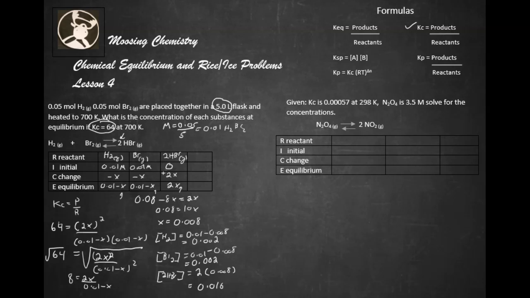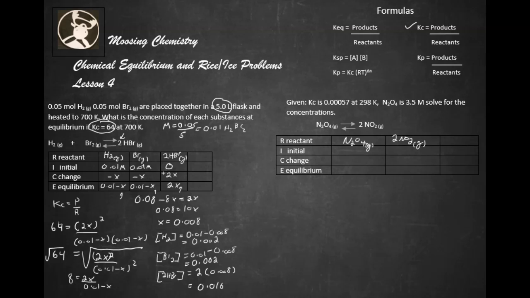All right, guys, so let's look at the next problem here. The next problem states that you are given Kc is 0.00057 at 298 K, and N2O4 is 3.5 molar. Solve for the concentrations. Well, okay, so we're going to do our concentrations here. We have N2O4 gas, and then we have 2NO2 gas.